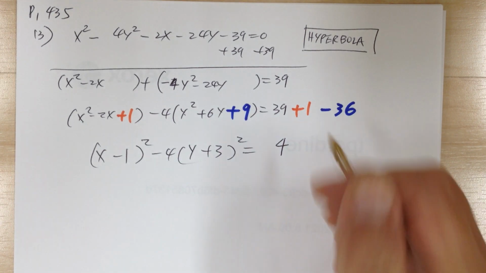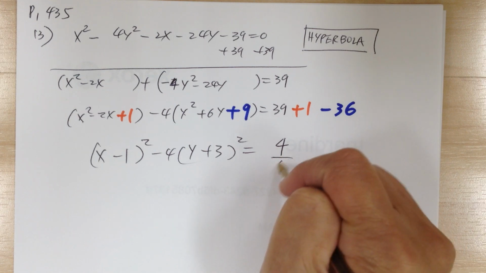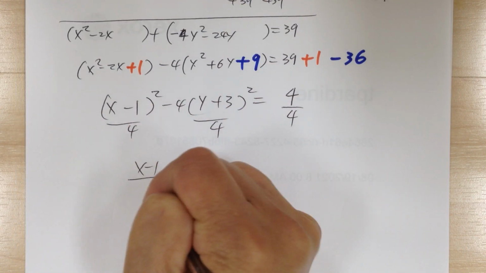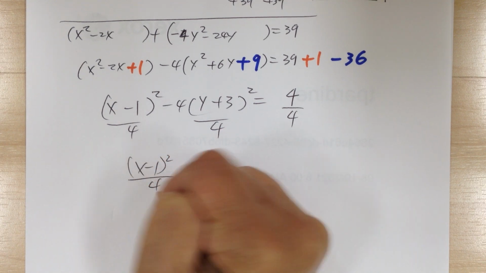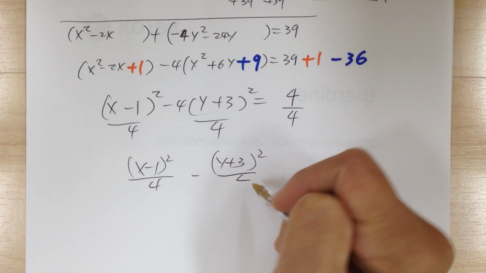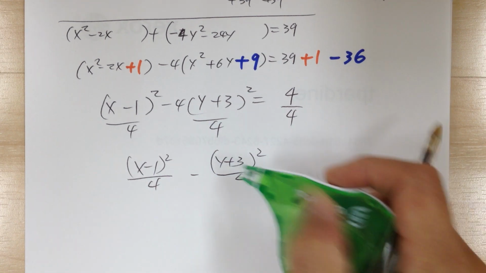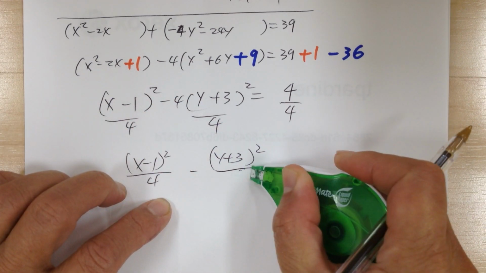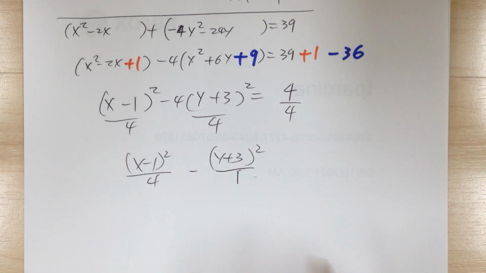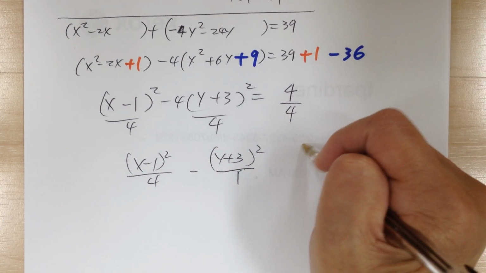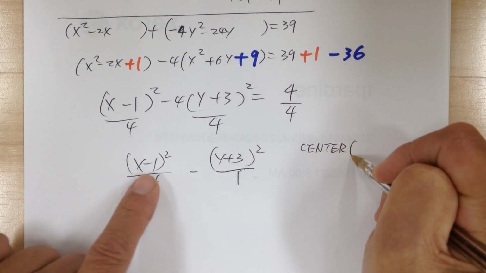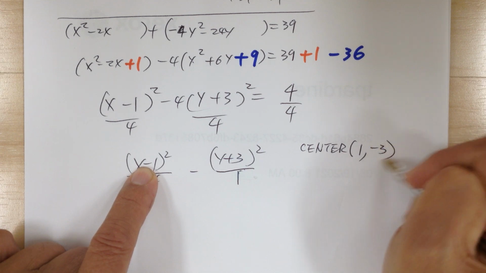Okay, and the next step is you have to make this equal to 1, so divide by 4, divide by 4, divide by 4. So you get (x minus 1) squared over 4 minus (y plus 3) squared over 4 equals 1. Right, 4 over 4 is 1. Okay, so you want to find a center. So right away, center is going to be at 1 comma negative 3.